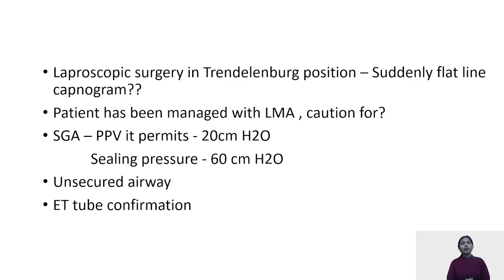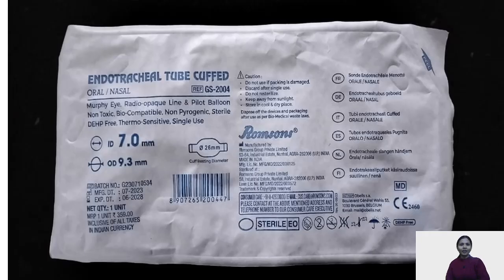But please remember, if the tube has been displaced or the tube has become endobronchial because of the position change, the capnography will never come as a flat line. Okay. Now, the positive pressure ventilation limits I have already discussed and ET tube confirmation has been done.